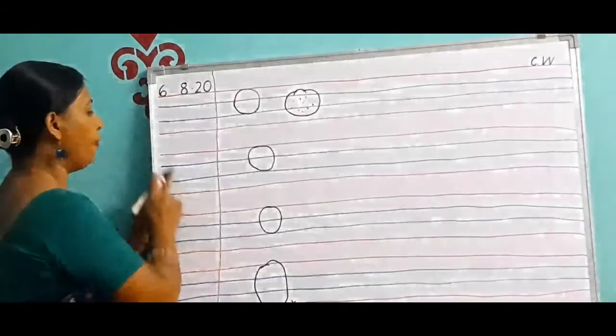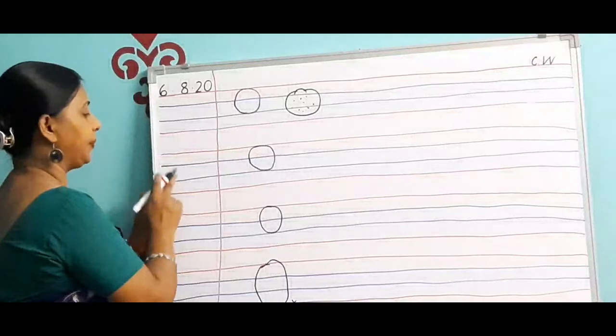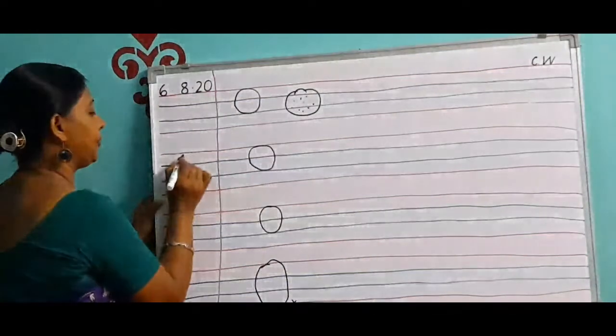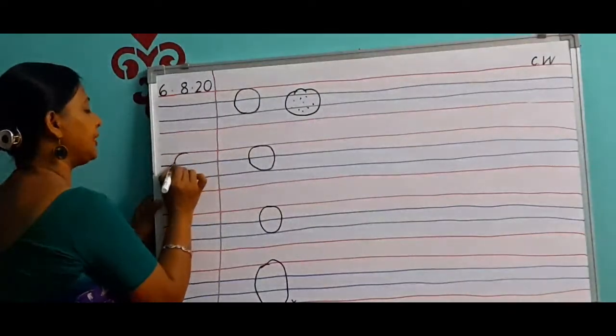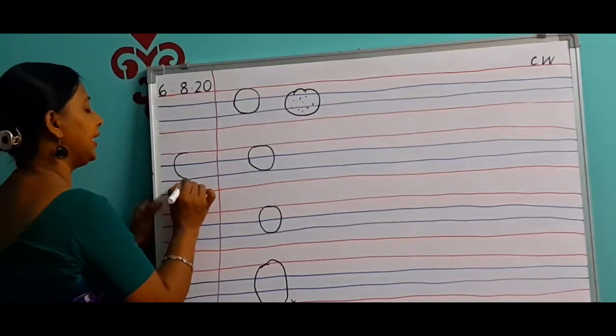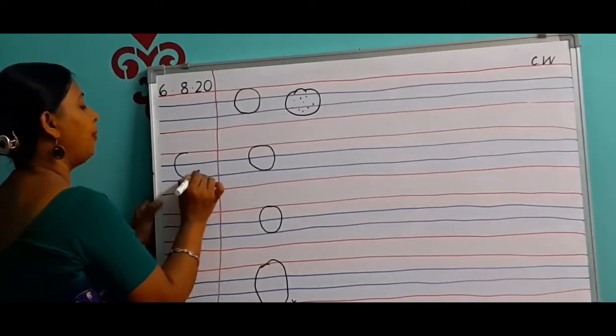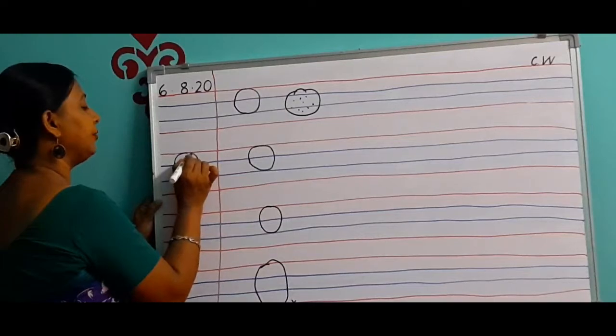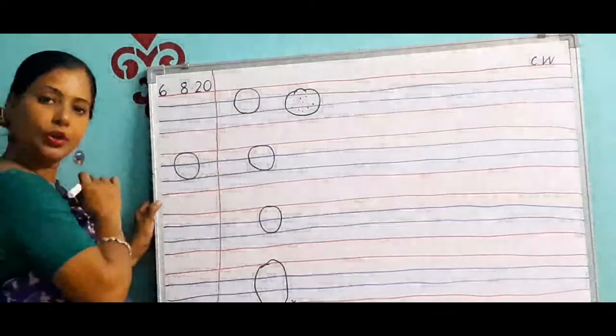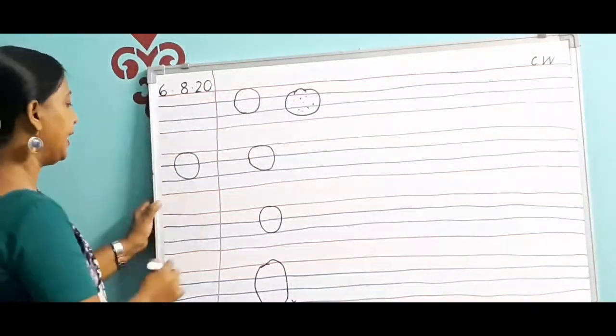How will you make O? Within 3 lines. 1, 2, 3. Just see. Within this line, you will start from the first line, come to the second line, third line, touching the third line, go back to the first line, and here it becomes O. Okay, got it, children? Once again, I'll show you.